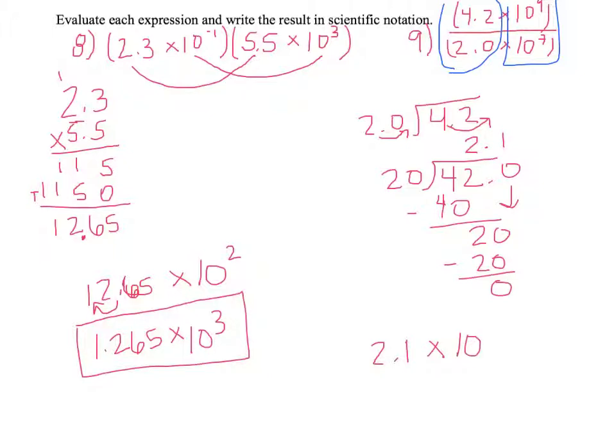When I divide the same base, I subtract exponents. So 9 minus 7 gives me 2. And so the exponent on the 10 will be a power of 2. So we get 2.1 times 10 to the second. And now go back to your extra practice sheet and make sure you finish any you haven't completed yet, and then check them with the teacher.